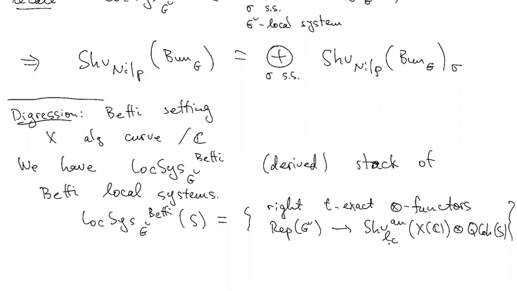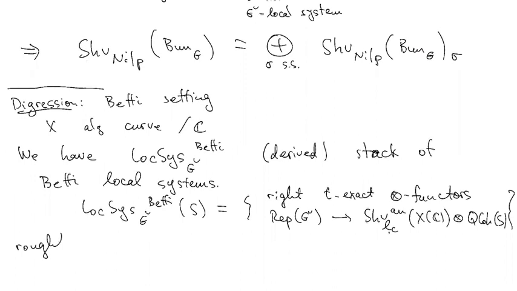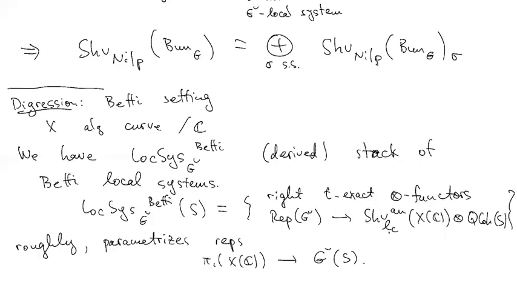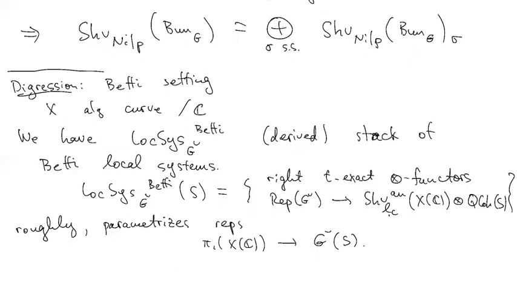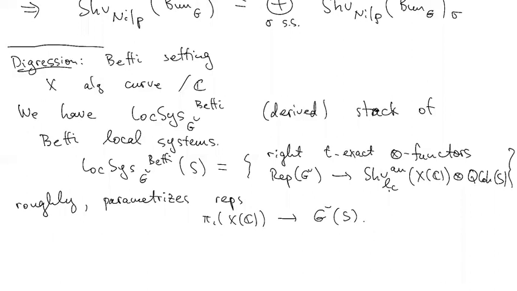That's roughly parameterizing representations of pi one of X of C into G check of S. This is a reasonable way of thinking about it. So this is the kind of Betti moduli space. Of course, in order to say this, we didn't use any algebraic structure on X. In order to have any kind of Langlands conjecture, we do need to use the algebraic structure, because we need to talk about principal G bundles, and that has to be algebraic. But maybe let me not go in that direction.